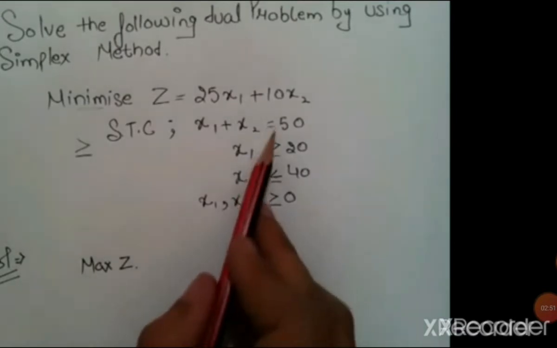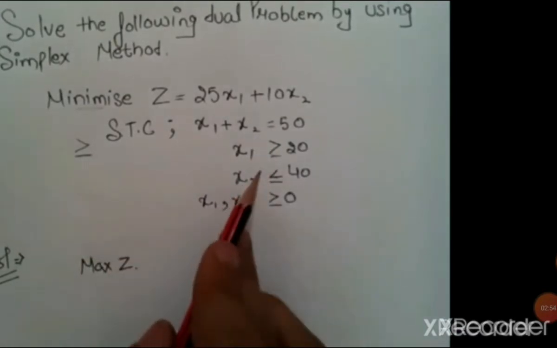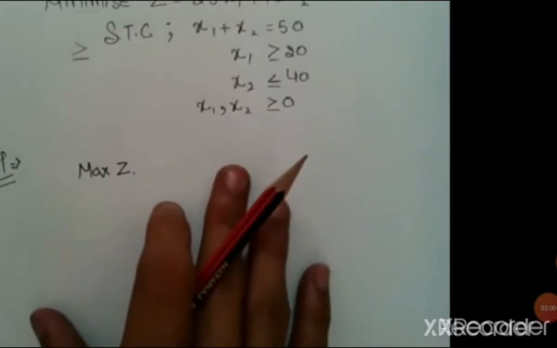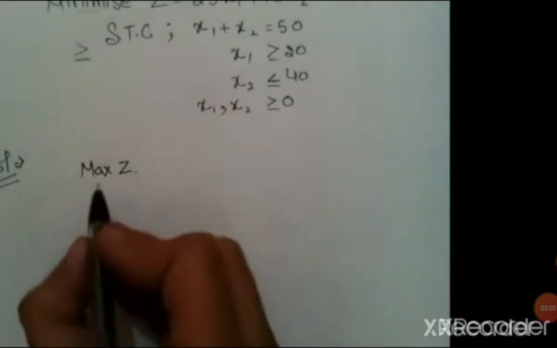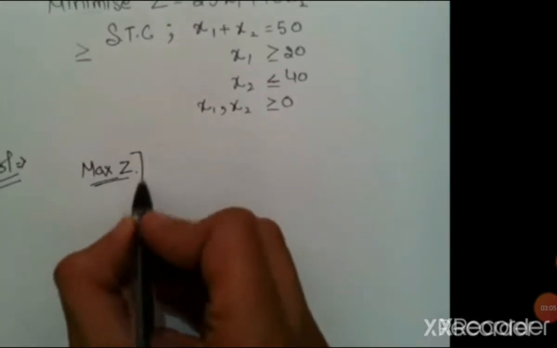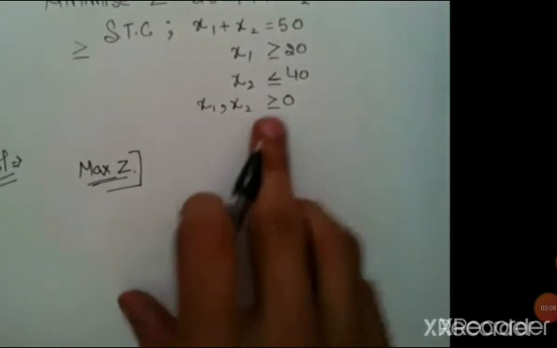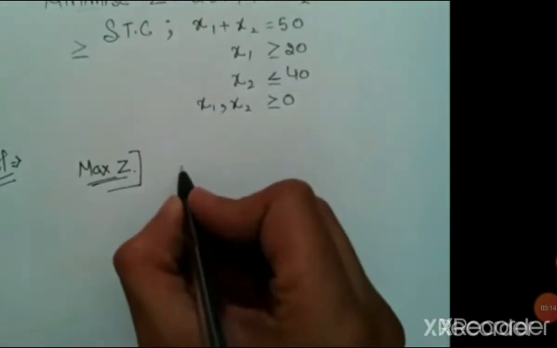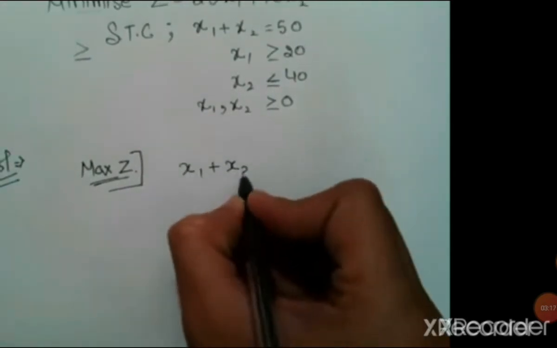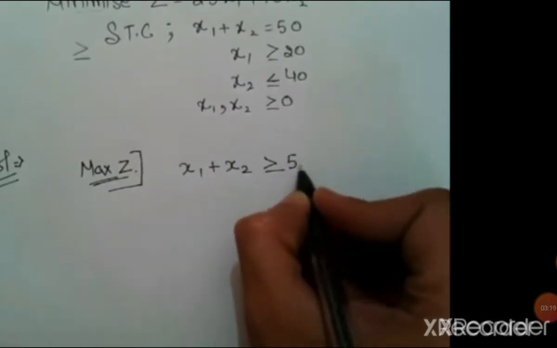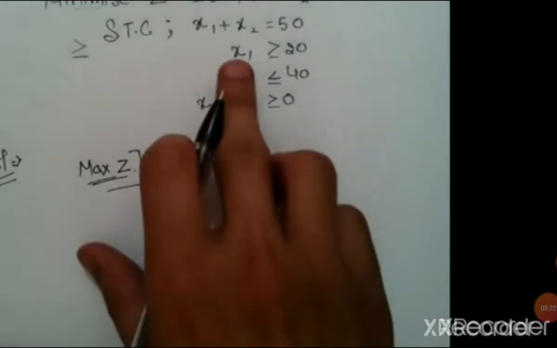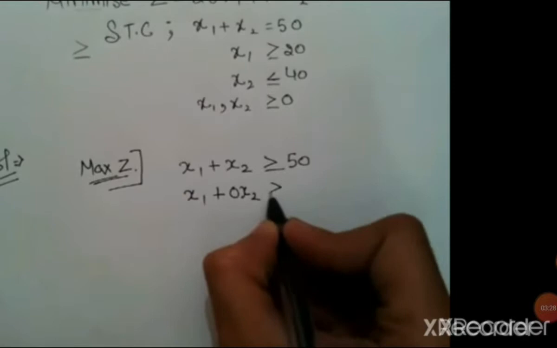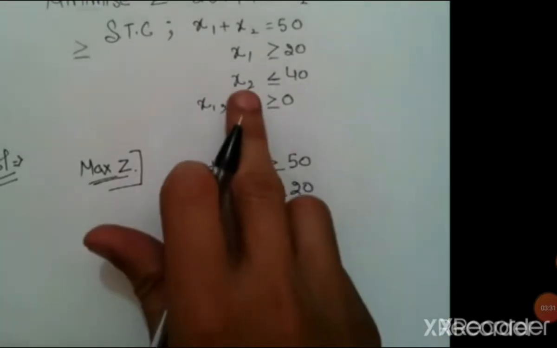The first and third constraints are not in standard format. So the first step is to convert all constraints into standard format. Write the given primal problem in standard format. So x1 plus x2 equal to 50 means x1 plus x2 greater than or equal to 50, and the second is x1 plus x2 less than or equal to 50. It may be greater than or it may be less than 50. We will see later on.